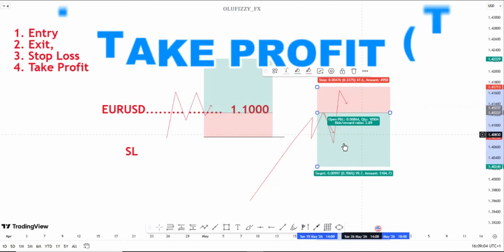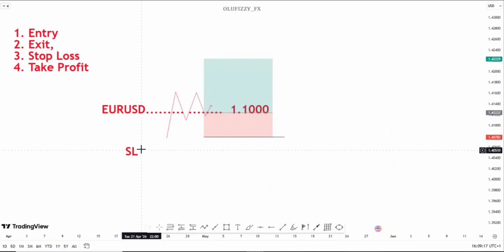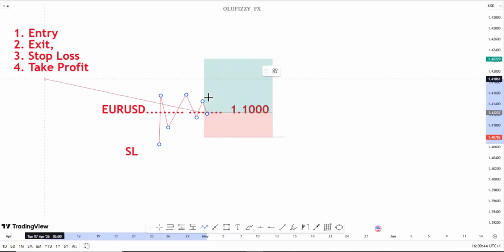Now let's move on to take profit. Take profit is just the opposite of stop loss. So we are buying EUR/USD at this particular point. This is your entry point, where you entered from. You already know that this is your stop loss level, and a take profit is a price level, your target, that you are expecting. Anytime price gets to this particular level, you want to take your profits. That is the reason why it's called take profit.